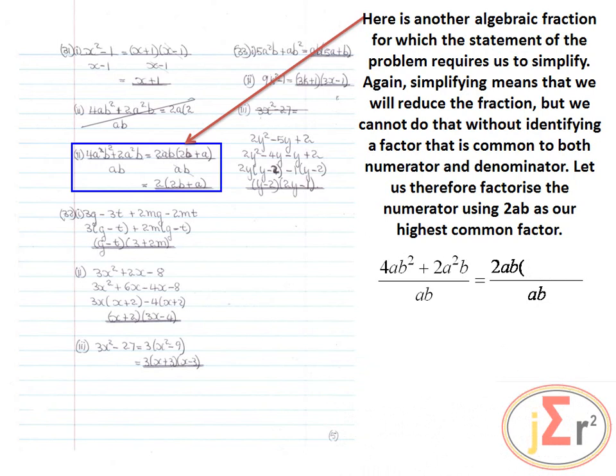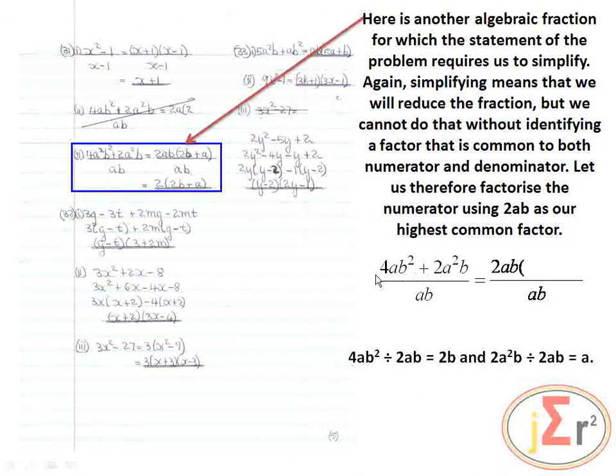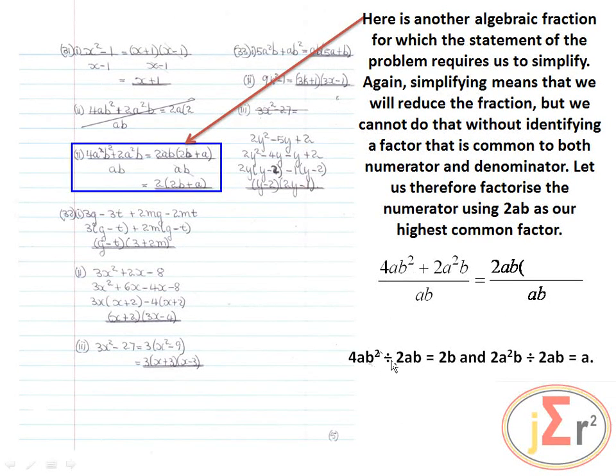And of course, if we are doing that, we need to divide by the highest common factor of 2ab. So we have 4ab squared divided by 2ab, because we are factorizing the numerator by a common factor of 2ab. Each term in the numerator has to be divided by 2ab. So 4ab squared divided by 2ab is equal to 2b, and 2a squared b divided by 2ab will give us only a. So we have 2b minus a, and that is our other factor.